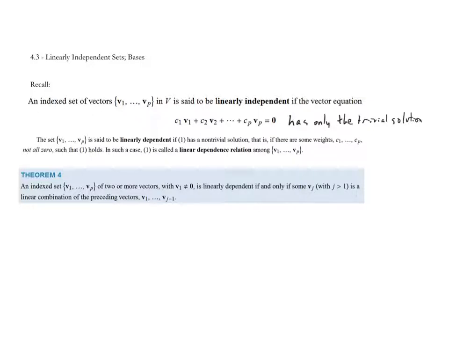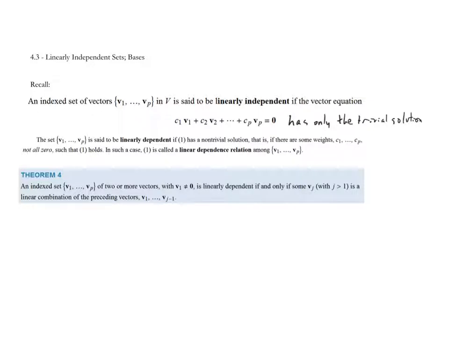Okay, so that linear combination of my vectors, I'm looking right here. If I have a set of vectors, they are linearly independent if that linear combination has only the trivial solution, meaning the only solution is where c1 through cp are all equal to 0. And then that set of vectors is linearly dependent when a non-trivial solution exists. So there's some weights, not all 0, such that that linear combination holds.